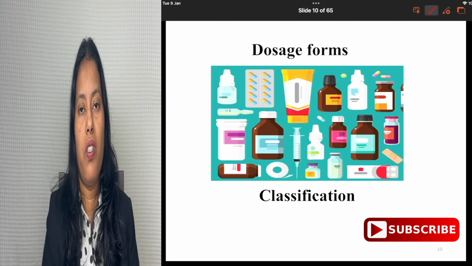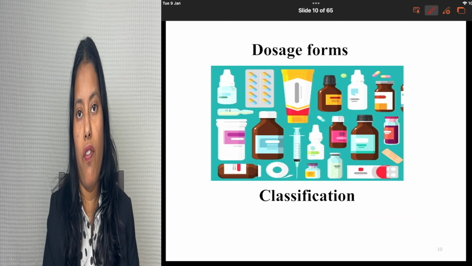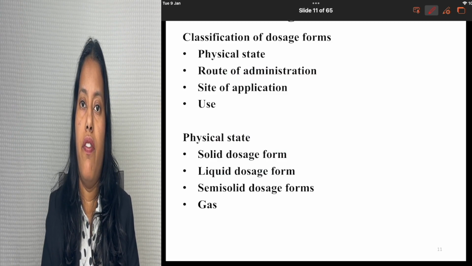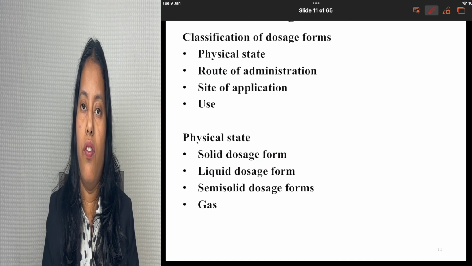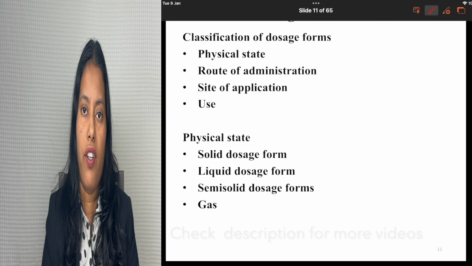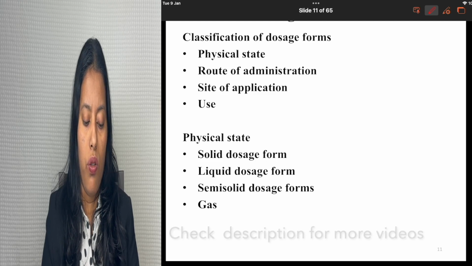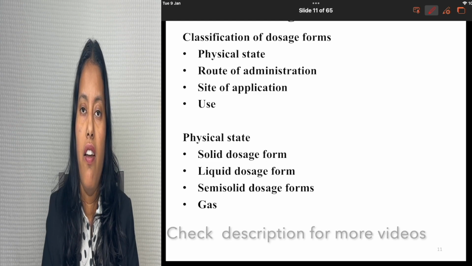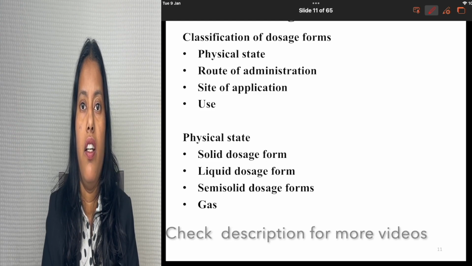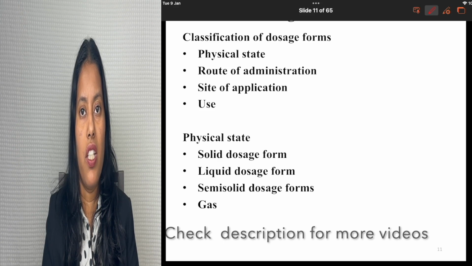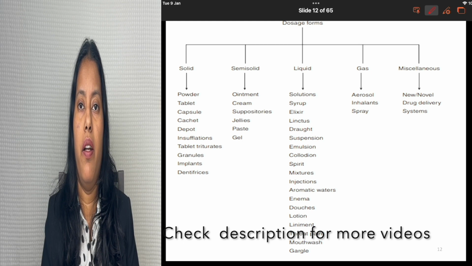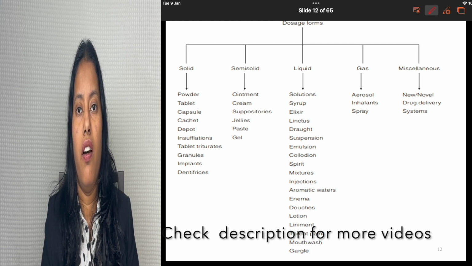So today we are going to see classification of dosage form. Dosage forms are classified based upon four criteria: the physical state, route of administration, site of action, and the usage. So, physical form, which form it is, based upon that it is classified, whether it is solid, liquid, semi-solid, or the gaseous state.